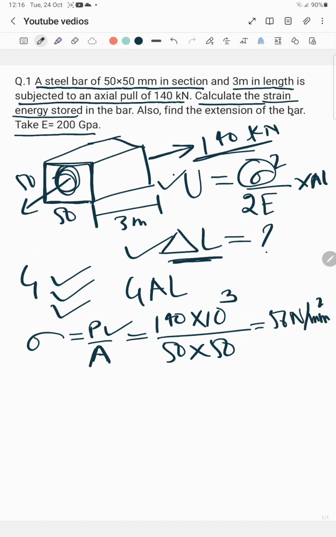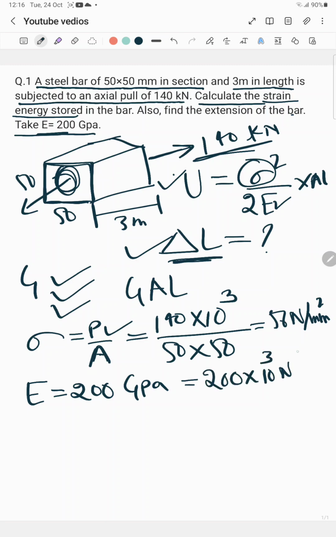Okay, next we have a value for E. It's already given in the question, that is E is equal to 200 GPa. If we convert this GPa to Newton per mm square, then it is 200 into 10 to the power 3 Newton per mm square. Now we have a value for area as well as for the length.